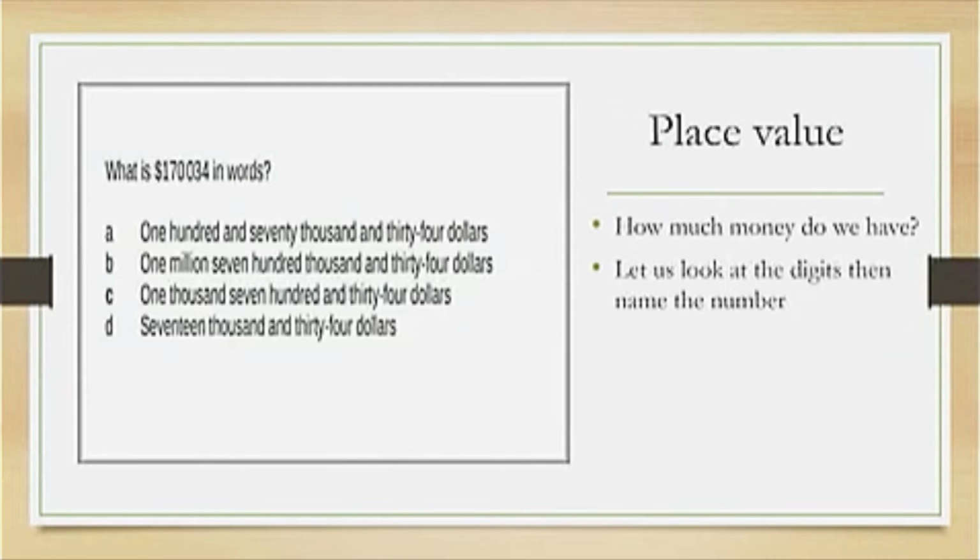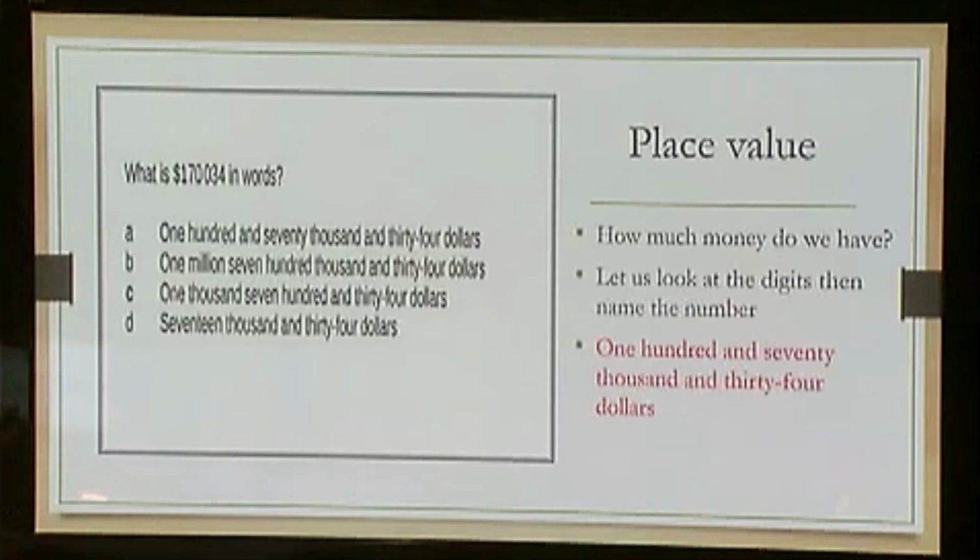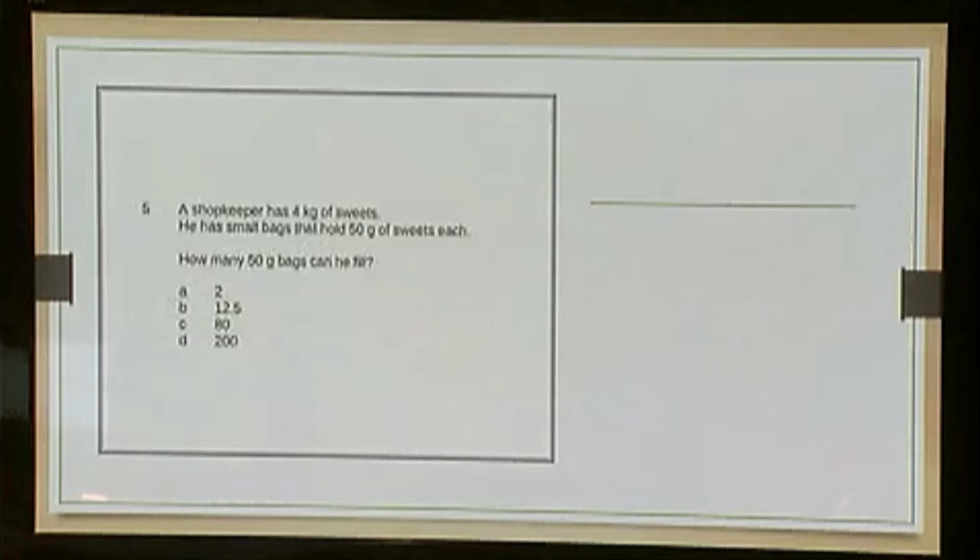So in the ones place, we have a 4. In the tens place, a 3. In your 100 place is 0. 1,000 place is 0, and then you have 10,000 place is 7, and in your 100,000 place is 1. So from that, you would realize that the 1 million is out, the 1,000 is out, and the 17,000 is out, because you would have realized that you have $170,034. We can also say this by saying $170,034. All right, next question.